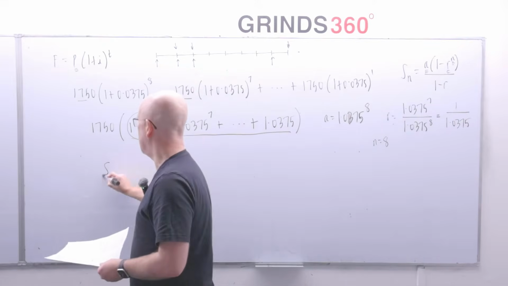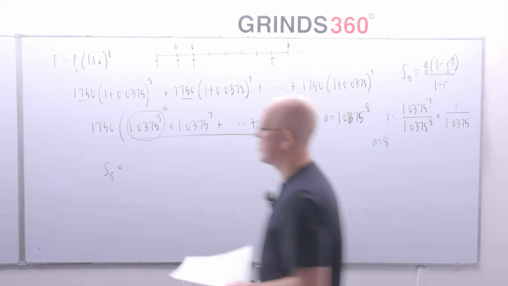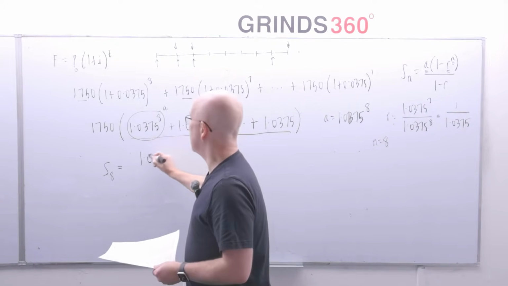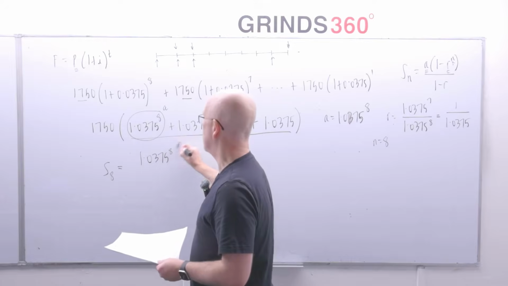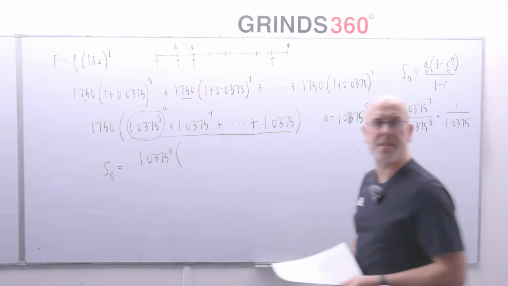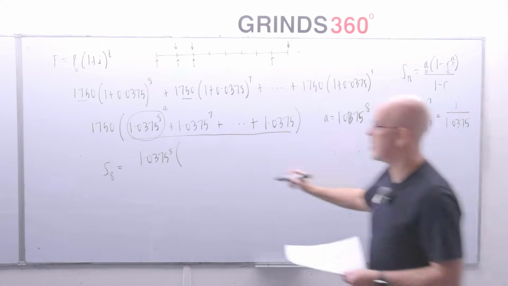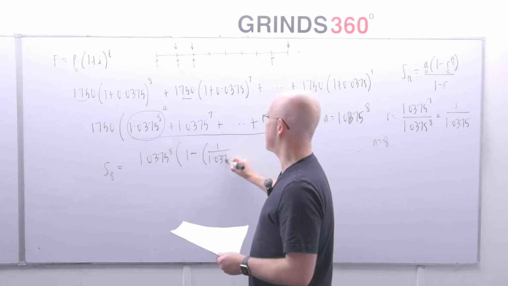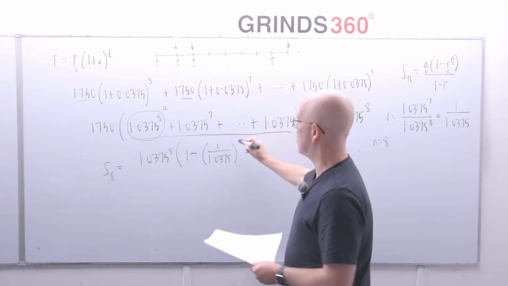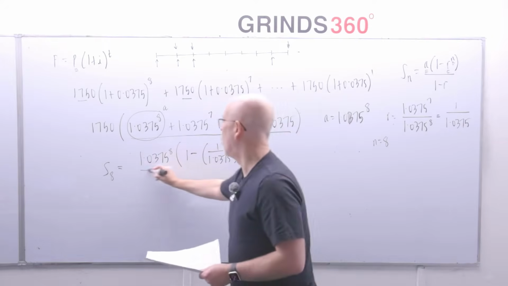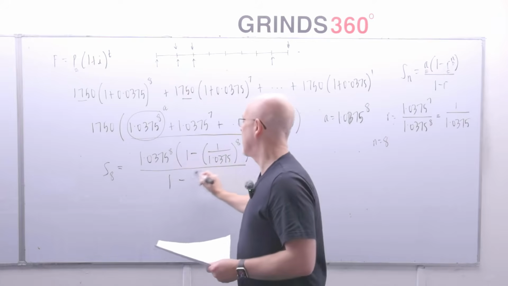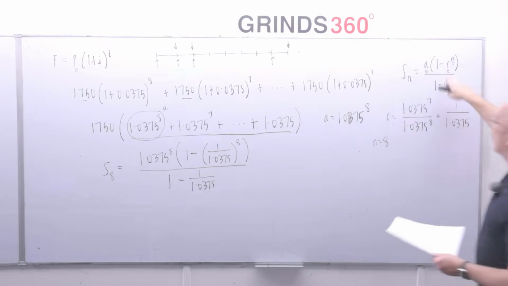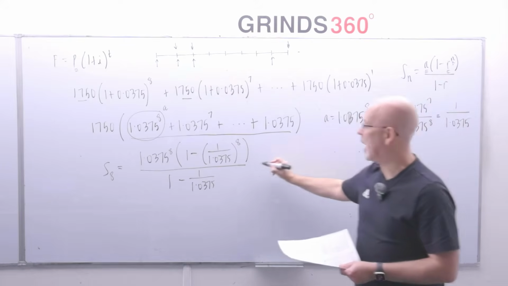So the SN is the sum of those 8 numbers. It's A, which is this guy here. So it's 1.0375 to the power of 8. That's my value for A, the first number on my list, times 1 minus OR, which is 1 over 1.0375 to the power of N, which is the power of 8, all over 1 minus OR. 1 minus 1 over 1.0375. So I'm just putting A, OR, and N into this formula here, and then just pop that into your calculator.